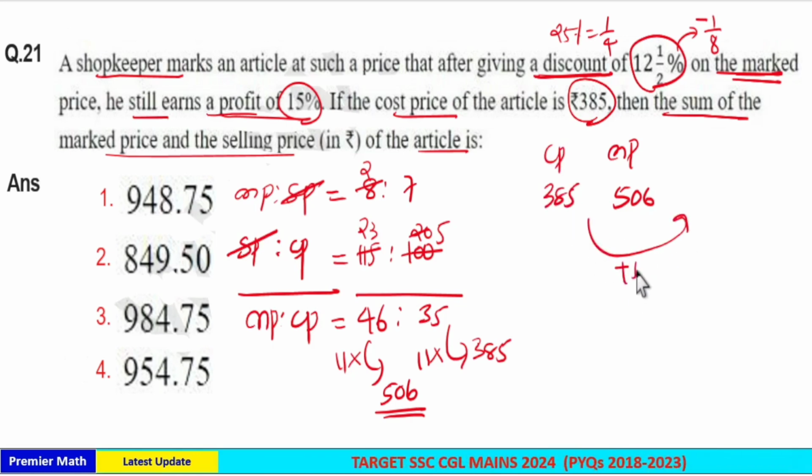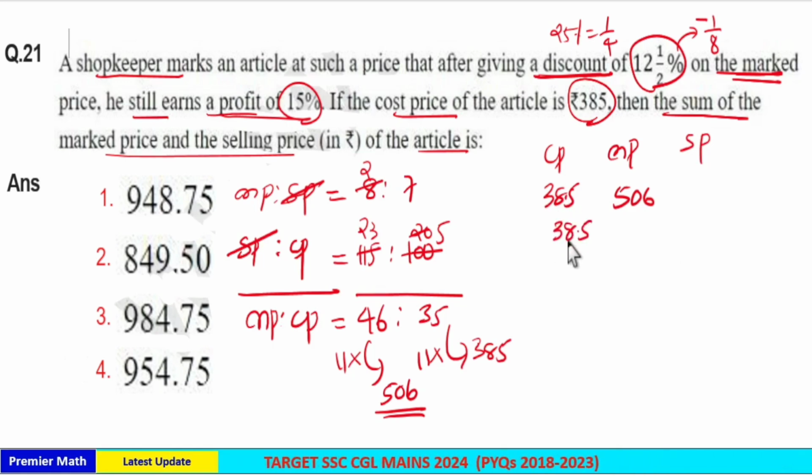385 plus 15% of 385 is the sell price here. That is, the profit is 15%. 10% of 385 is 38.5. Then 5% is half of it, that is 19.25. If you add, you will get the sell price. 385 plus 15 is 400. 400 plus 38 is 438. 438 plus 4 is 442.